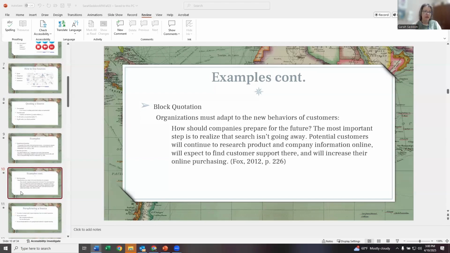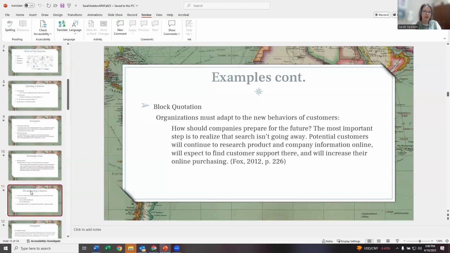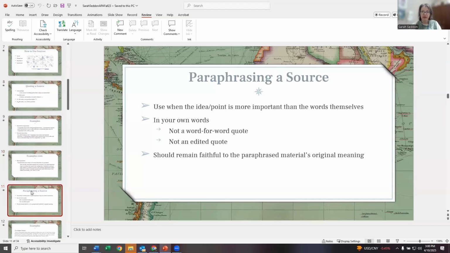Okay. So that's quoting. Next, we're going to talk about paraphrasing.